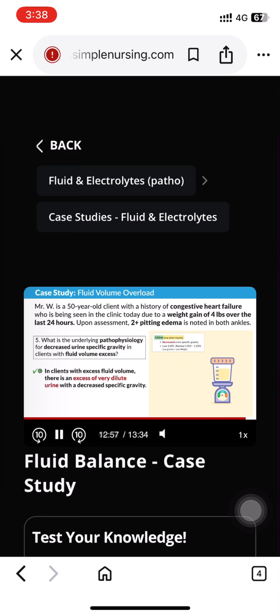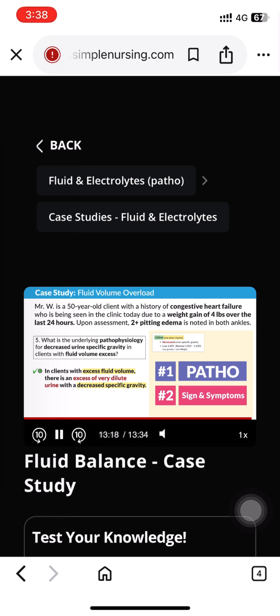So the correct answer is in clients with excessive fluid volume, there's an excess of very dilute urine with a decreased specific gravity. So now you can see how all the manifestations come together if you simply know the patho of what's happening in the body. So remember, always think of the patho first and then look for the signs and symptoms.